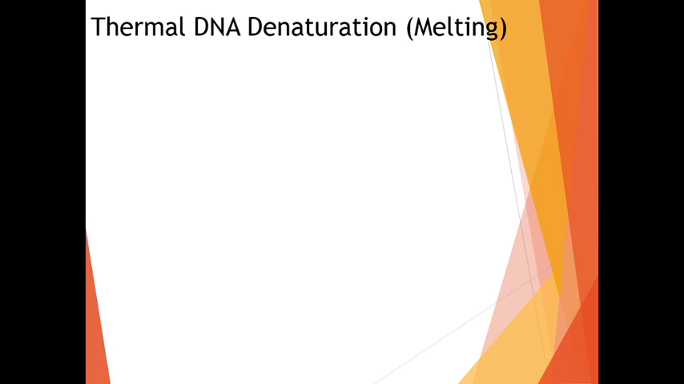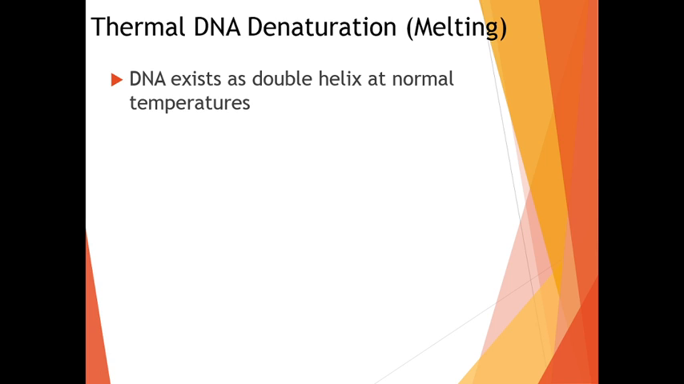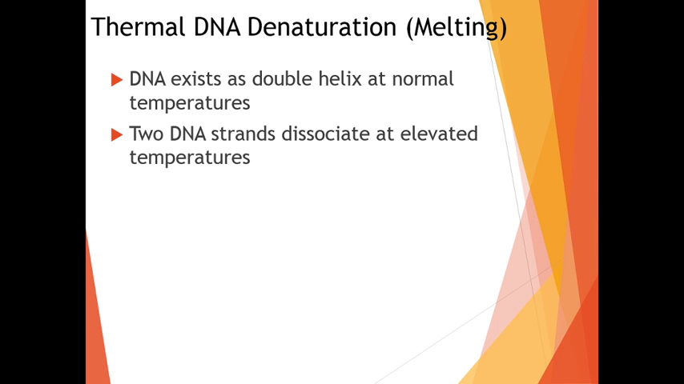So these are some of the important points of thermal DNA denaturation. DNA exists as double helix at normal temperatures, for example, room temperature at 25 degrees centigrade. Two DNA strands dissociate at elevated temperatures. If you increase the temperature from 25 degrees Celsius to, let's say, 70 or 90 degrees Celsius, the double helix begins to separate or denature.